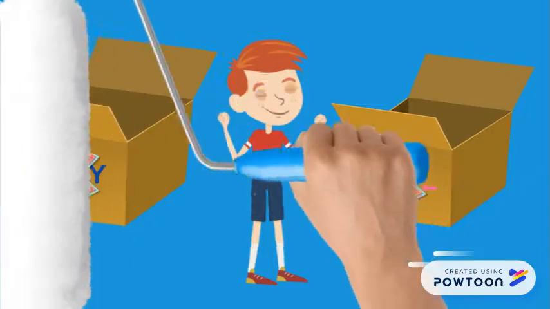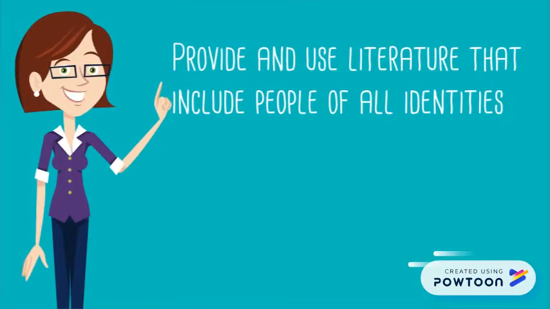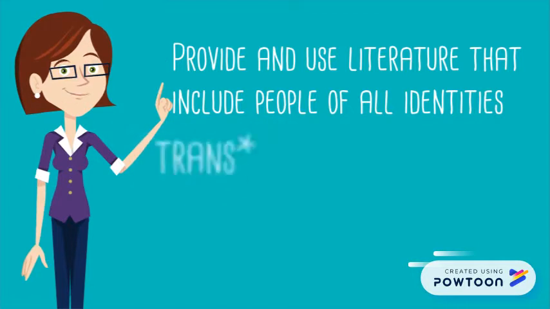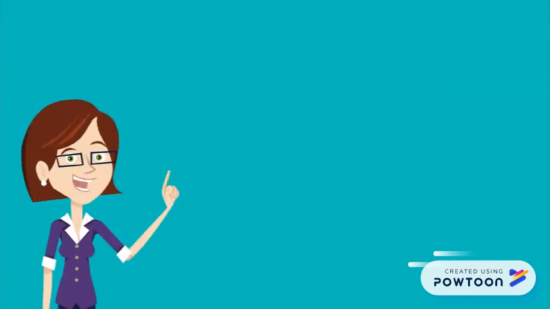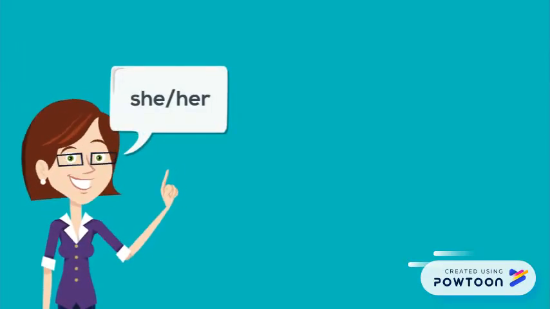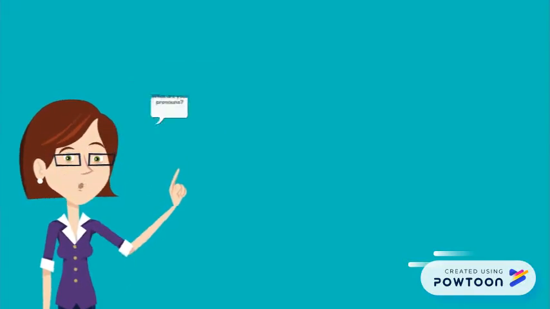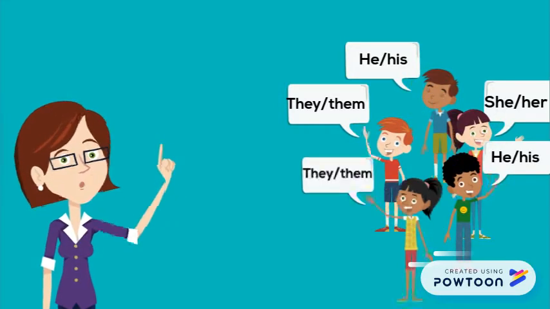understand one another. One way to create a gender-inclusive classroom is to provide and use literature and resources that include people of all identities, including but not limited to trans, queer, and cisgender characters. A simple way to open your door to all identities is to share your pronouns on the first day of school. Then, invite your students to share theirs. Keep in mind, it's important to ask the students because it is crucial that they feel empowered to celebrate their identity.